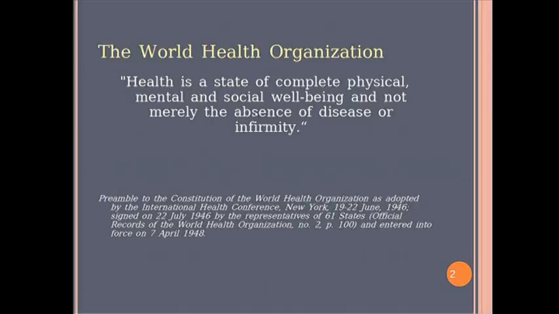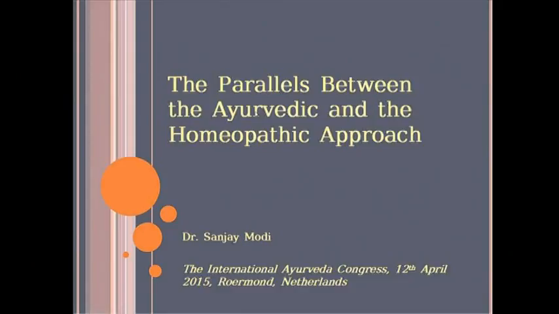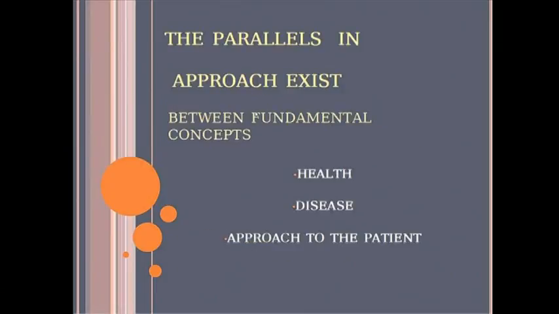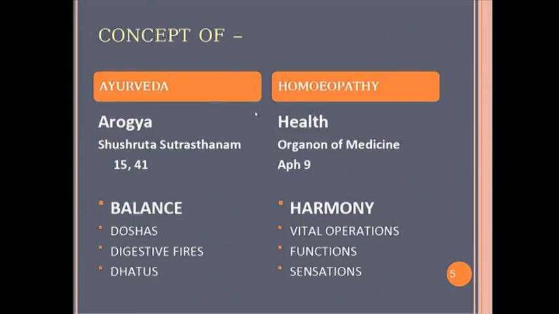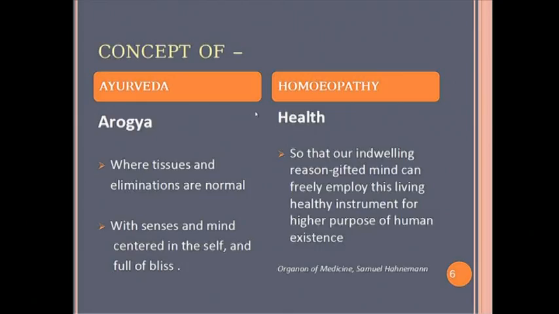As systems of medicine, both Ayurveda and homeopathy have fundamental similarities in terms of defining the key parameters when treating their patients. Let's look at a few of these. The ancient Vedas hold human life to have four purposes, namely dharma, artha, kama, moksha, for which arogya is needed. Arogya in Ayurveda is viewed as a balance between the doshas, digestive fires, dhatus, and tissues, where eliminations are normal, with senses and mind centered in the self and full of bliss.